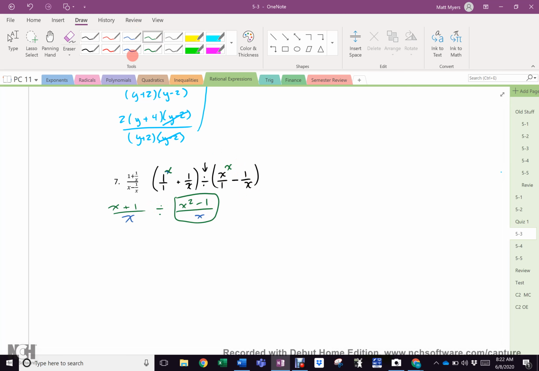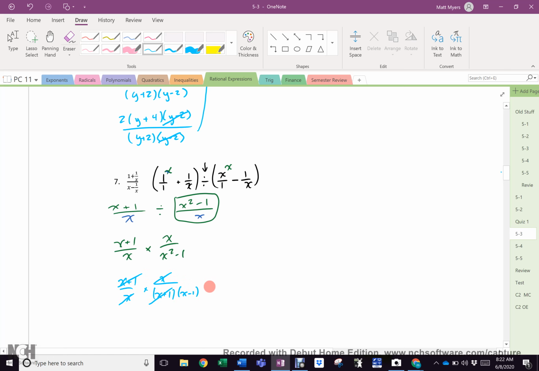So I now have x plus 1 over x times x over x squared minus 1. Now, x over x, cancel, cancel. Oops, sorry, I should have factored first. Factor right here. I like to factor in light blue, so that's going to be x plus 1 over x times x over x plus 1, x minus 1. Cancel the x's, cancel the x plus 1, and I'm left with 1 over x minus 1.